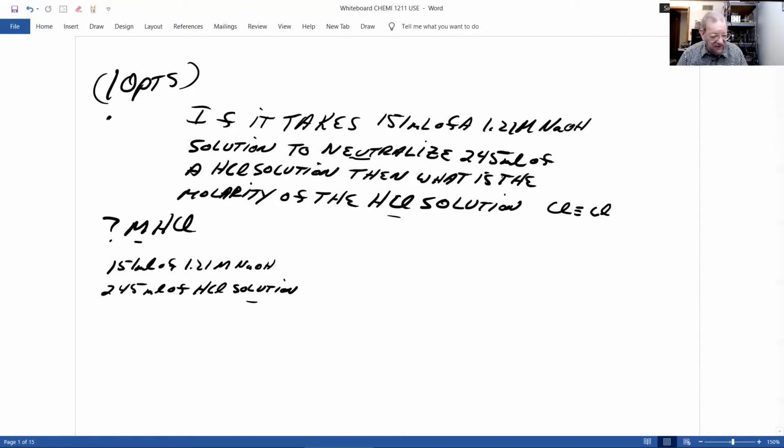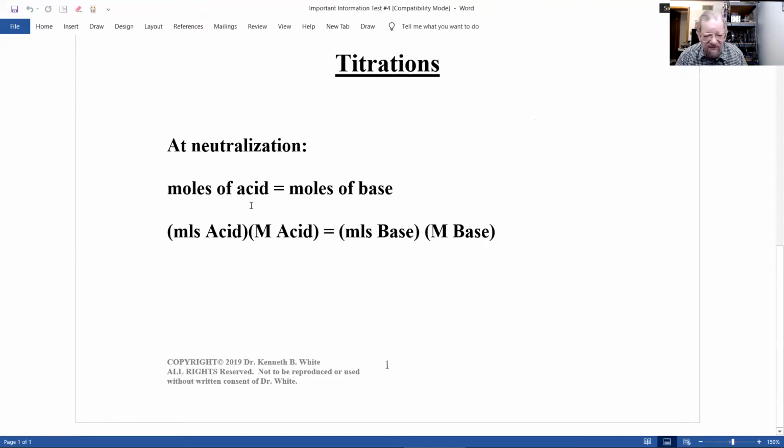This is from test number 4, important information. Remember, what I'm going through now will not be on test 3, it will be on test 4. At neutralization for titrations, moles of acid equals moles of base, which for a monoprotic acid or base, you can use the formula milliliters of acid times molarity of acid equals milliliters of base times molarity of base.